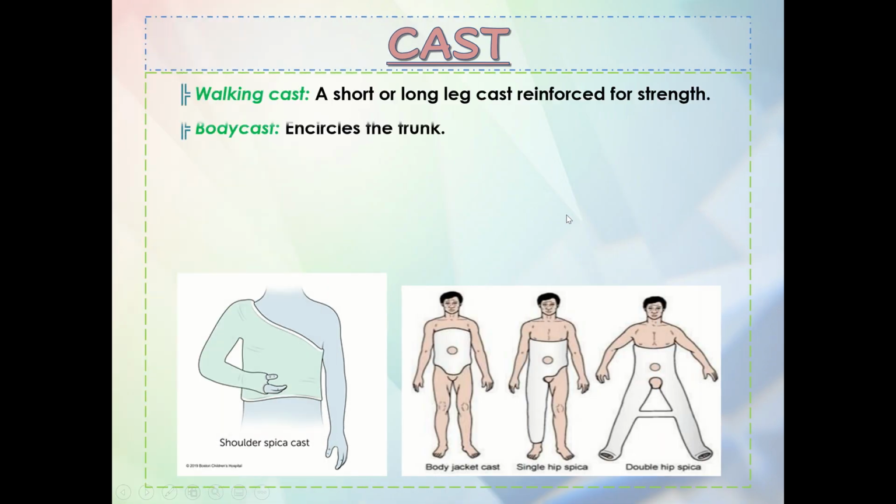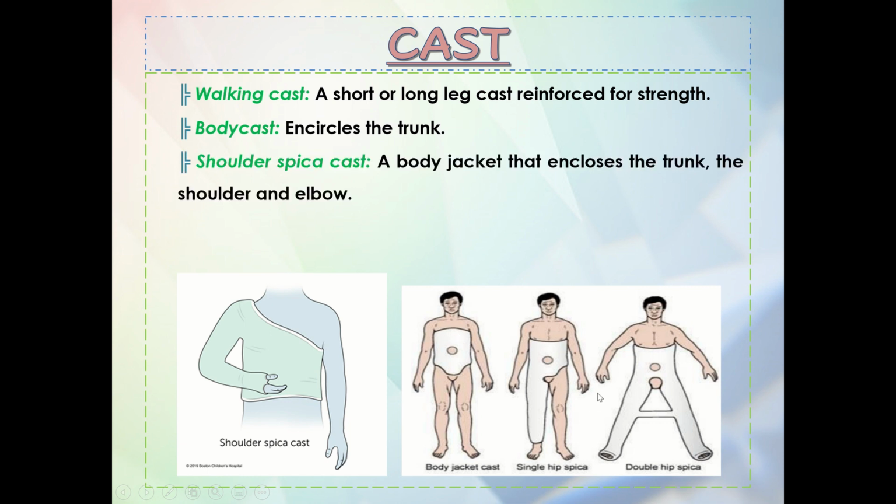Next, we have here the walking cast. So a walking cast is a short or long leg cast reinforced for strength. Wala lang tayong example here. And then next we have a body cast. So it encircles the trunk. So body cast, it encircles the trunk here. This one is a body jacket cast. So pagka body cast, naka-envelope siya sa ating trunk.